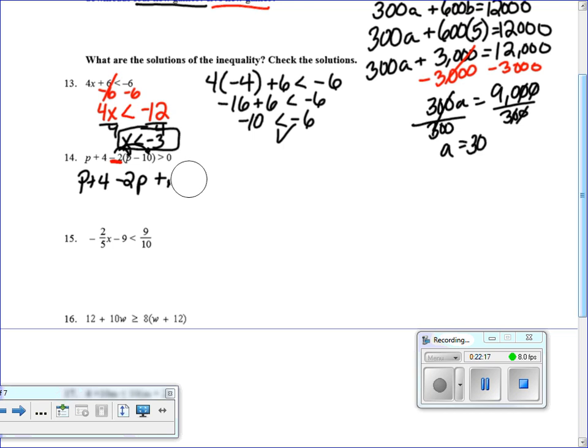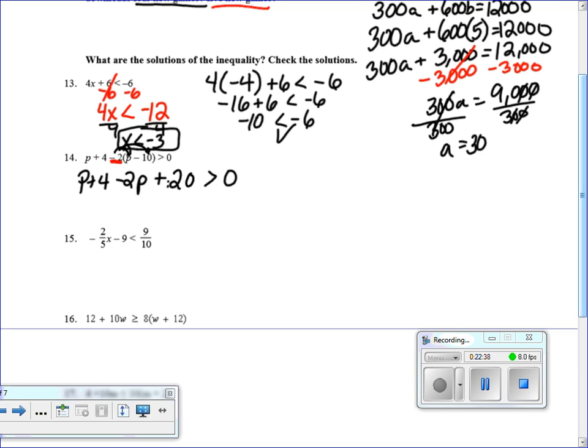Okay, that's the big thing there, that when you multiply a negative times a negative, you get a positive. If you do not make sure that you're multiplying by negative 2, you will accidentally write minus 20, which will change your answer. And all of that is greater than 0.